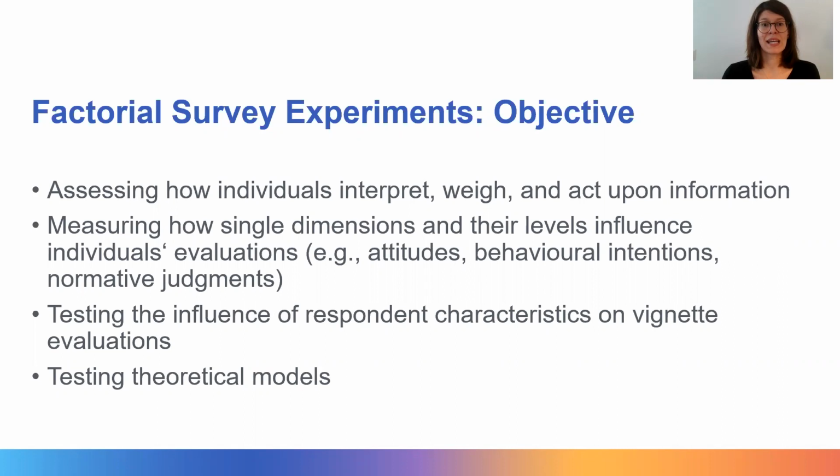Thus, the dimensions are the independent variables and the individual's evaluations of the vignettes are the dependent variable. The outcome of interest may be attitudes, behavioral intentions, or normative judgments. Another objective of factorial surveys is to analyze the influence of respondent characteristics on vignette evaluations. For example, a researcher might be interested in whether the effect of applicant gender on employers' hiring intentions varies between male and female employers. Factorial surveys typically test theoretical models about the single, sequential, or interactive effects of different dimensions on the outcome of interest.